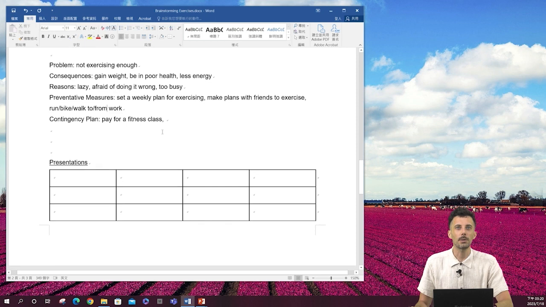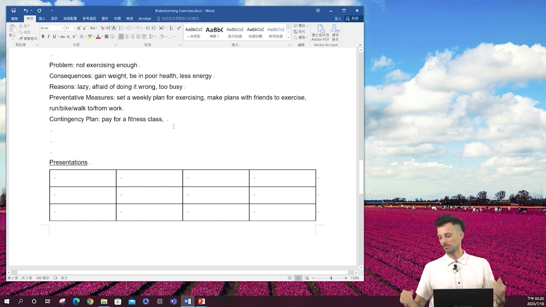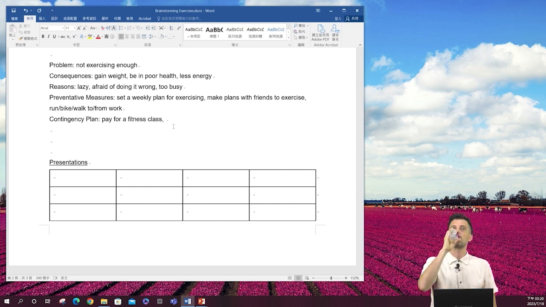Okay, so contingency planning. You can pay for a fitness class. What else can you do? What else can cost you time or money in your contingency plan? Mayor James, can you think of anything that could cost you time or money?